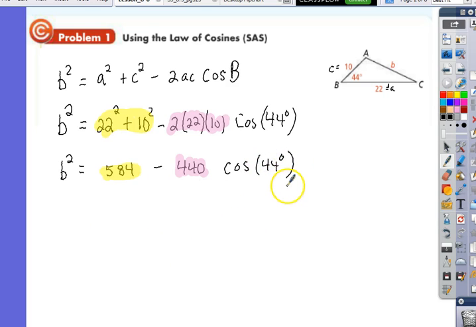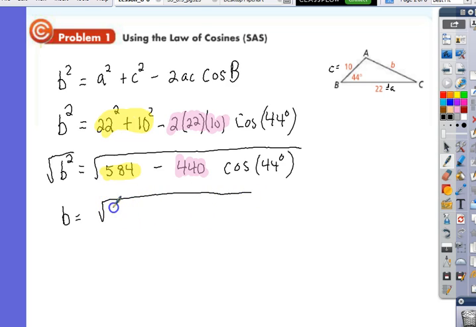And now you have something that's a little bit easier to punch into your calculator. So if you want to enter all of this stuff into your calculator, that's fine. I'm going to break it down. However, that gives me b squared. What am I wanting to find? B. So how do I undo squaring? So I will take the square root of both sides. And so b will equal the square root, and this is what I'm really going to put in my calculator. 584 minus 440 cosine 44.